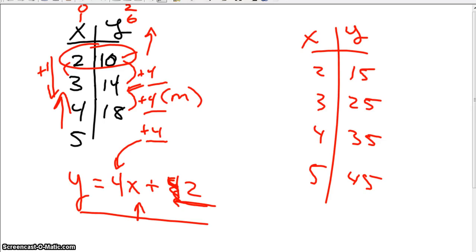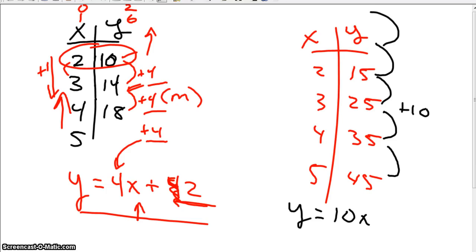Second one. What is the constant rate of change? Plus 10. So what is that in our equation? Slope. So we have 10x. Now we just need to find the y-intercept. So can you back down? Can you go to 1, 0? And when you do, you get? What is your y-intercept? Minus 5.